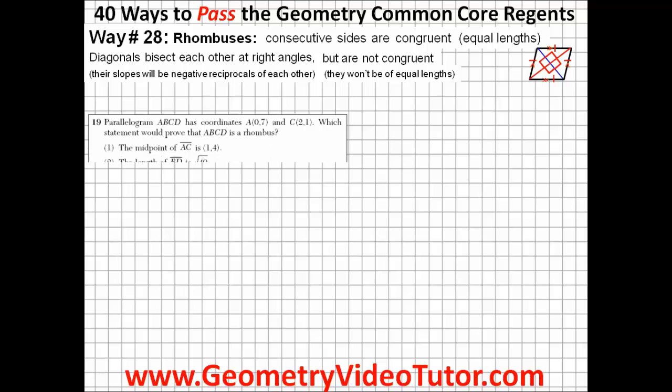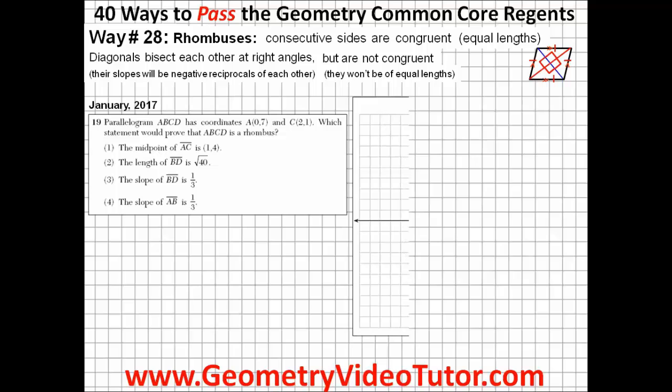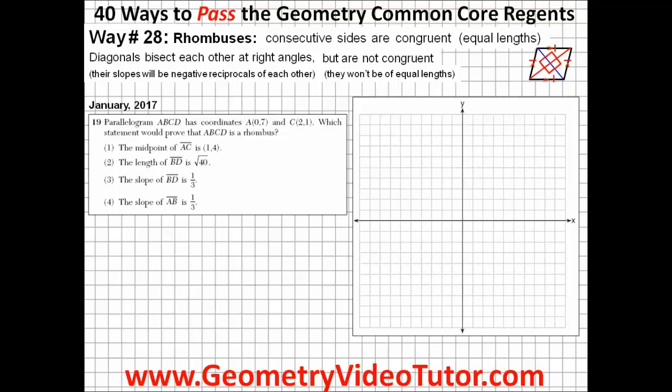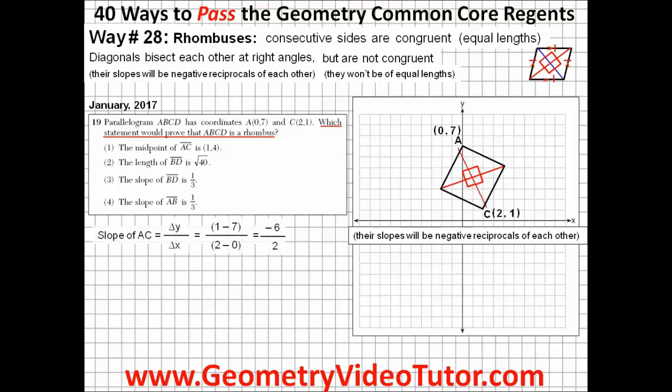Let's use the following question from the January 2017 Geometry Common Core Regents to illustrate this point. Parallelogram ABCD has coordinates (0, 7) for A and (2, 1) for C. Which statement would prove that ABCD is a rhombus? Since their diagonals bisect each other at right angles, their slopes will be negative reciprocals of each other. So if the slope of AC is negative 3 over 1, then the slope of BD is equal to 1/3.